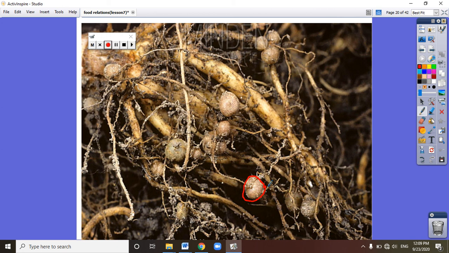There is a food relationship between the nodular bacteria and the leguminous plant. What is this food relationship? The nodular bacteria provide the leguminous plant with nitrogen, and the leguminous plant needs this nitrogen for photosynthesis and to make protein. So the nodular bacteria provide the leguminous plant with nitrogen gas.